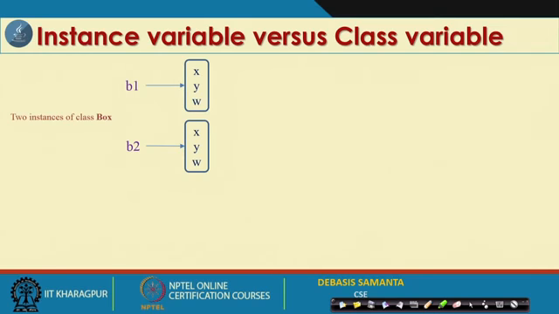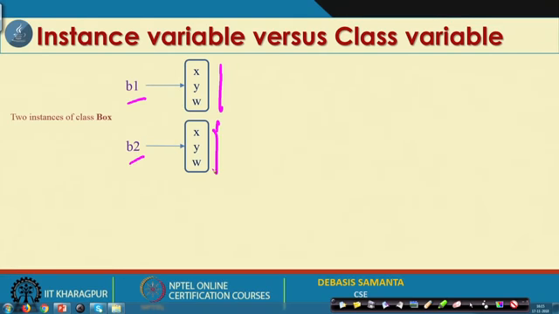Now, let us refer to the concept of class box. We have created two objects, say B 1 and B 2. So, B 1 and B 2 are the two objects, and the two objects have the three variables x, y, w. So, if we create B 1, it has instances, and this is the one instance corresponding to the object B 1. This is another instance corresponding to the object B 2.